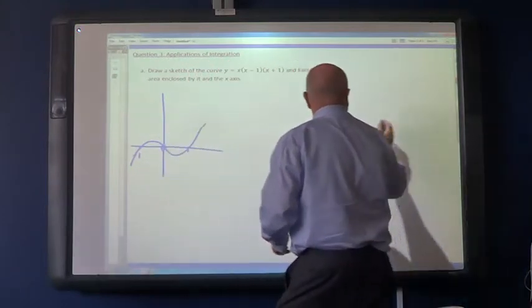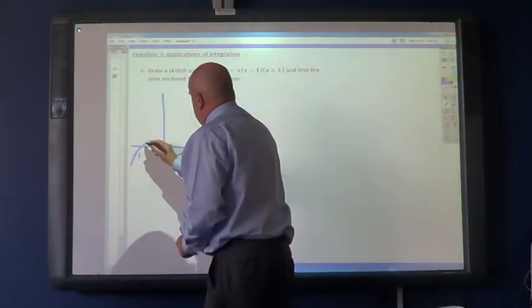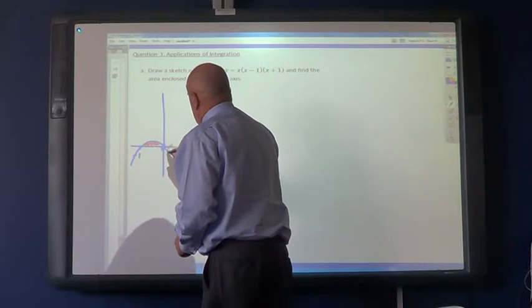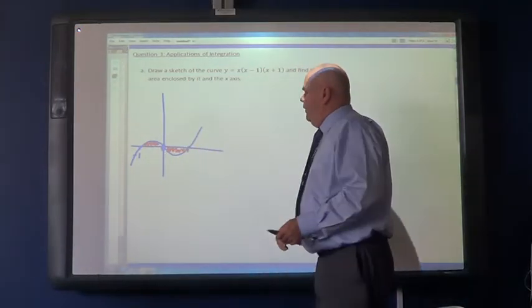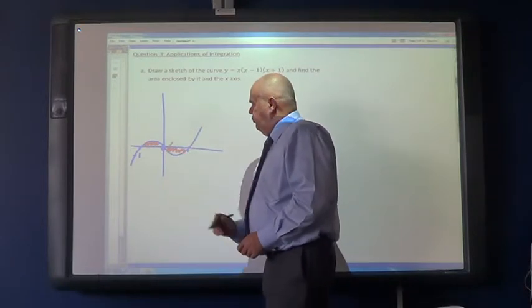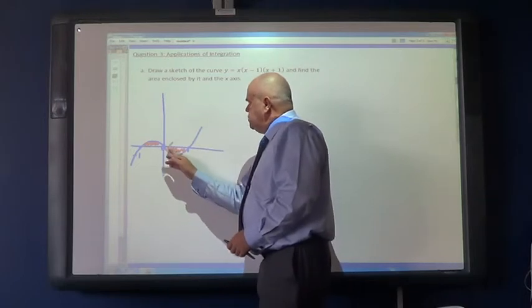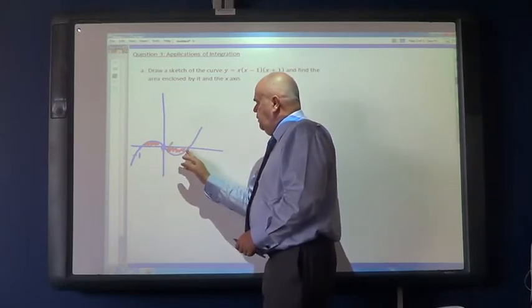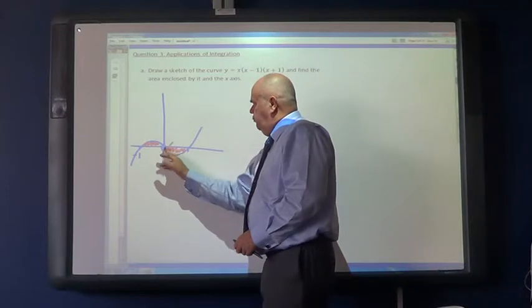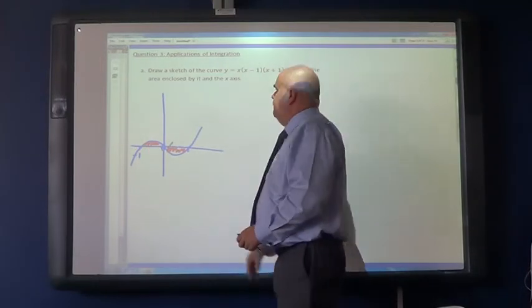So what's to be found is the area between here and here. Now we know that when we evaluate an integral and the area is under the x-axis, it evaluates to a negative, but we don't have negative areas. So what we've got to do is take the absolute value of the integral between 1 and 0, which will give us a positive value, and add it to the area found here.